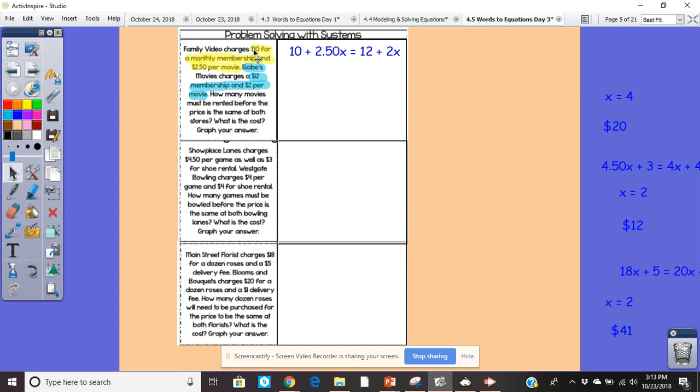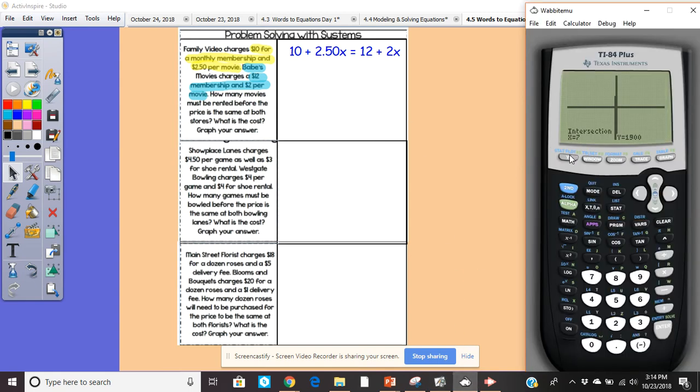So one side of your equation is going to be $10 and is a plus word. So $10 plus $2.50 per movie. Per is your multiplication word here. And then Babes is a $12 membership, so no matter what, you're going to pay $12 plus $2 per movie, so plus 2x. Again, you can type this into your calculator to solve these. And so I would have 10 plus 2.50x, and then the other side of my equation would be 12 plus 2x. Now on this one, I'm going to zoom in quite a bit because I've zoomed out a lot.